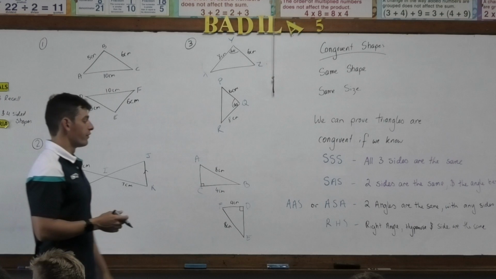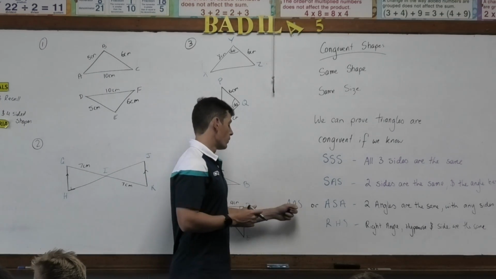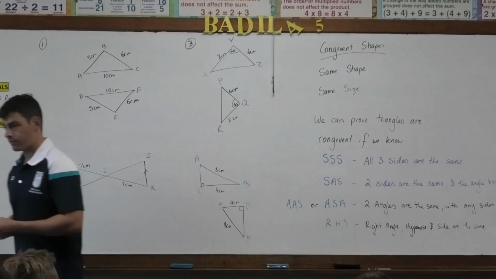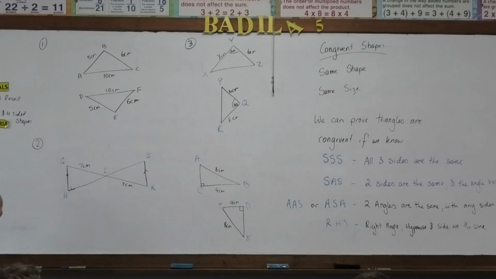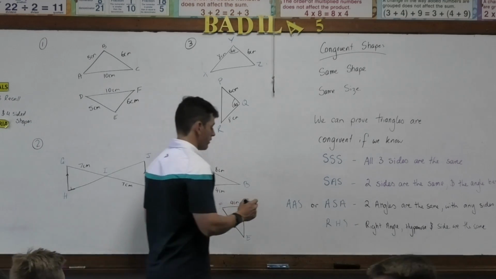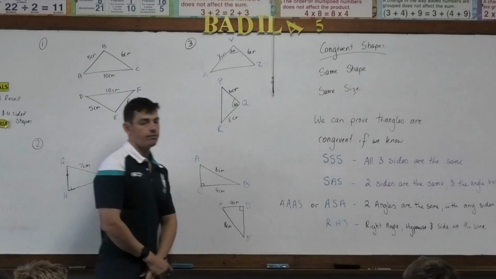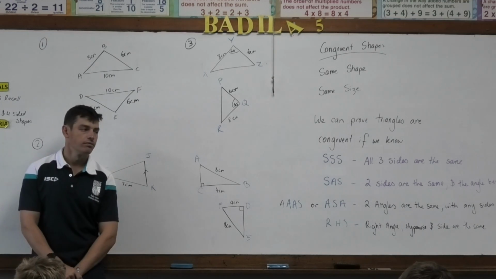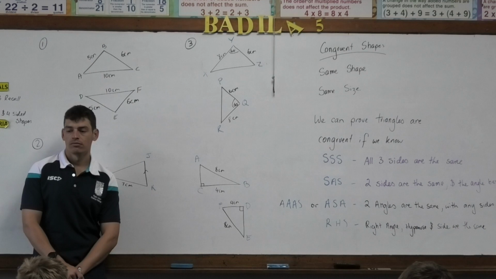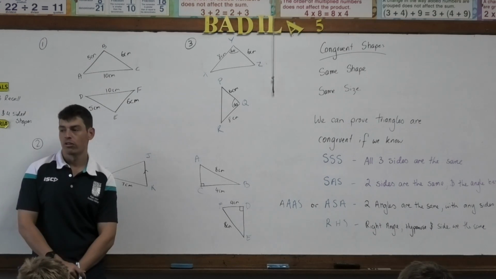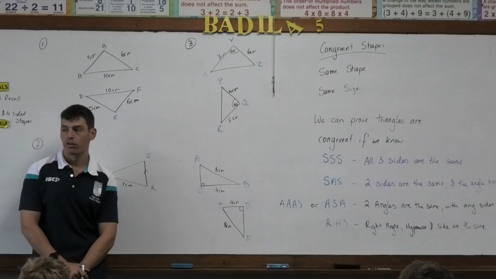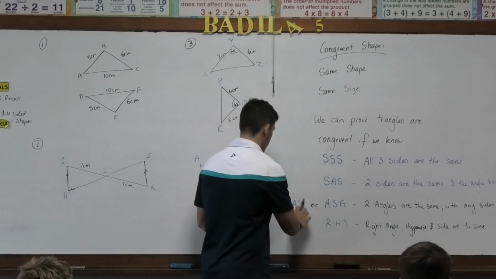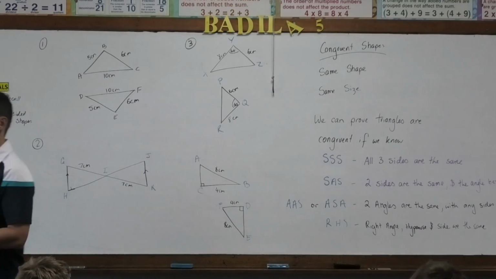With our third proof of congruence, it doesn't matter whether we have angle, angle, side or angle, side, angle. Why does it not matter? Because if I know 2 angles in a triangle, how many do I actually know? 3. Why do I know 3? They equal 180. So if I know 2 of them, I already know the third. So all I need is one side to be the same, and I know that my triangle is congruent.